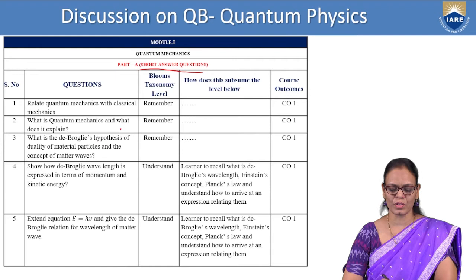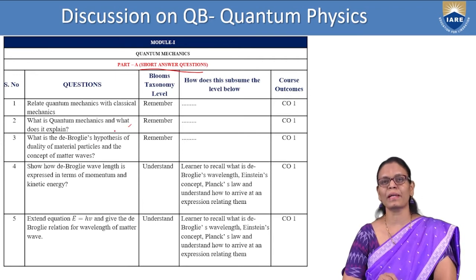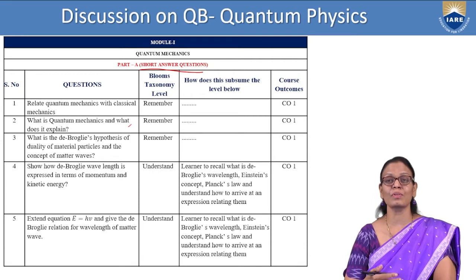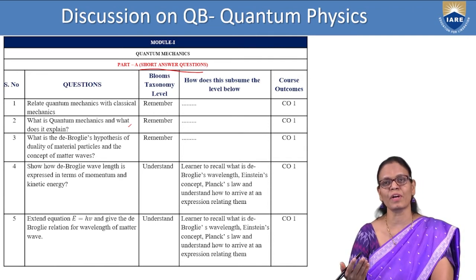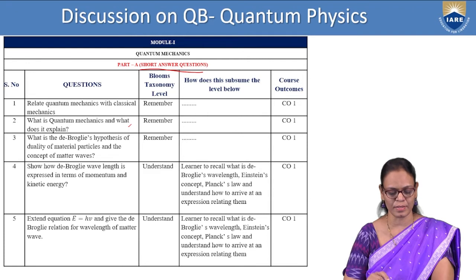What is the second question? What is quantum mechanics and what does it explain? Quantum mechanics is the branch of physics that explains how matter interacts, and also it explains the behavior of atomic and subatomic particles.